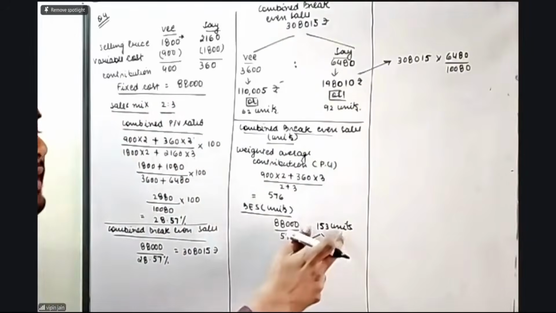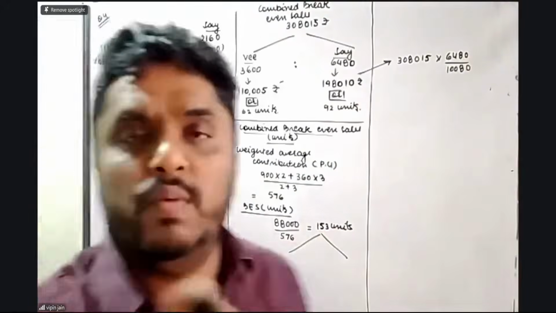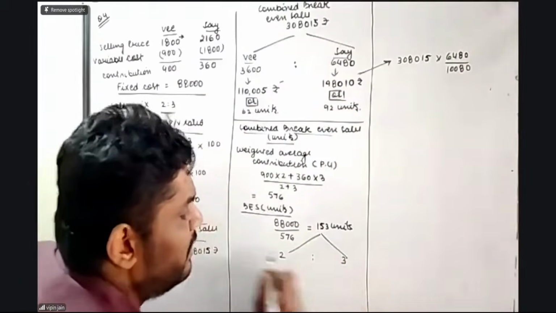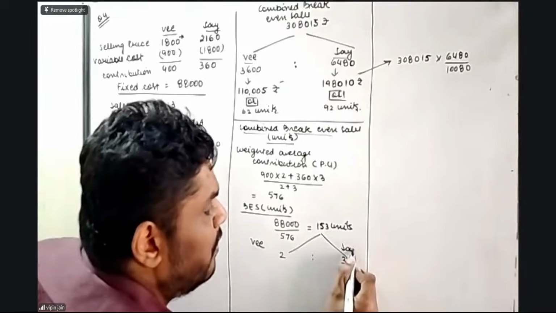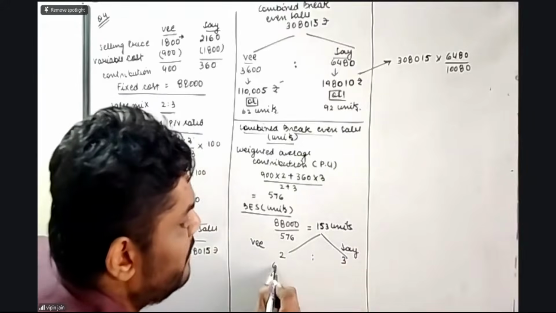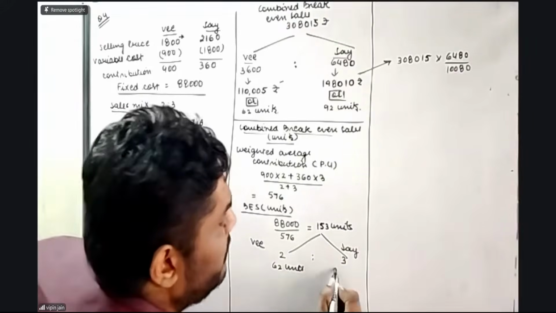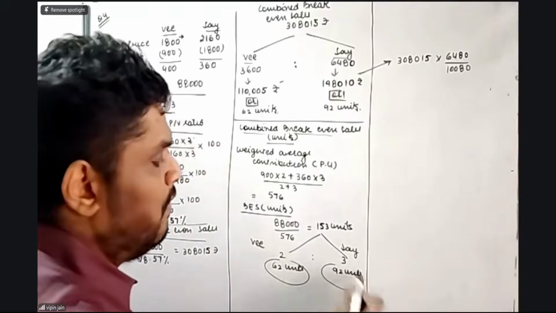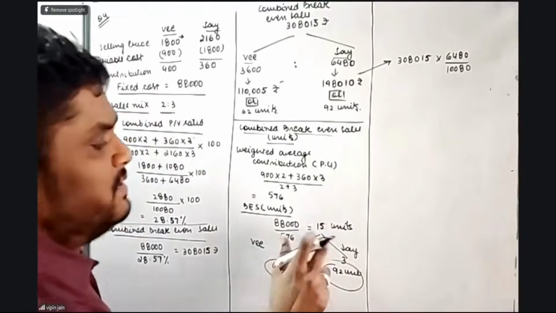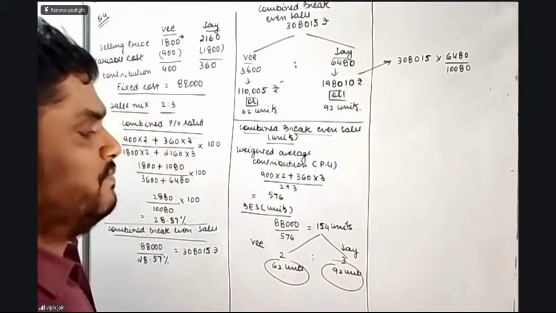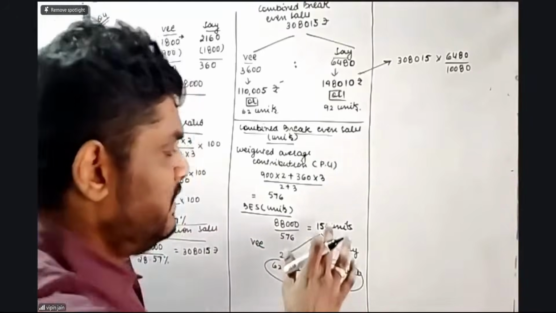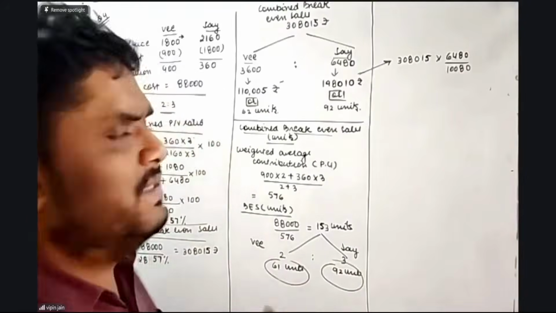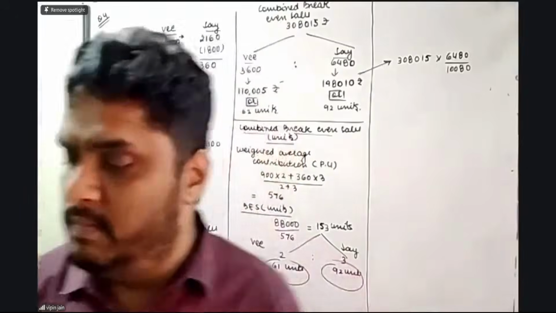Now this is only the quantity. See, this 153 is the units. So it can be distributed directly in the ratio of 2:3 to V and J to get the individual break-even units. So this will be 62 units and this will be 92 units. The difference is because of the rounding off. This is basically the rounding off difference. So all these answers are correct. The rounding off difference is negligible.